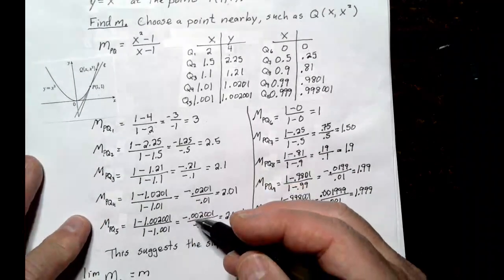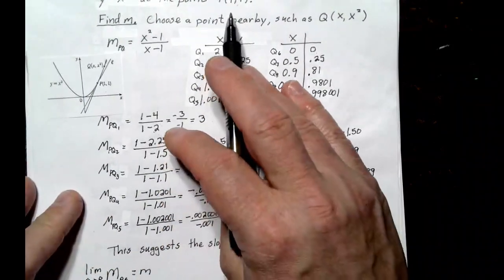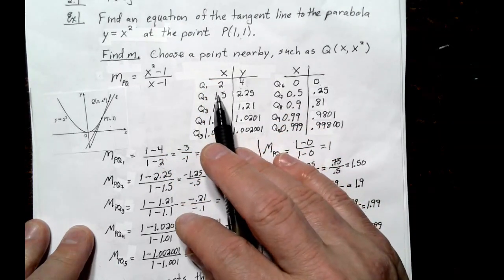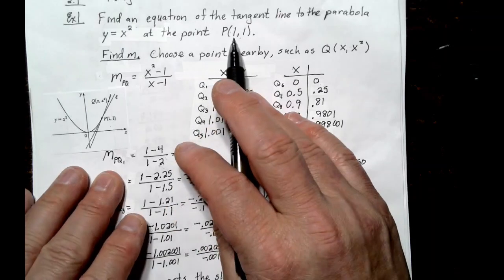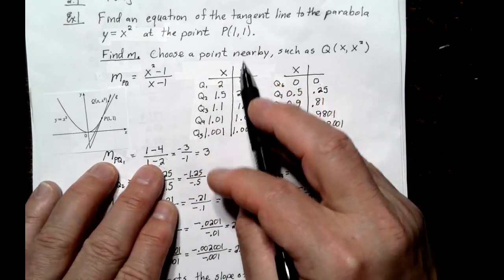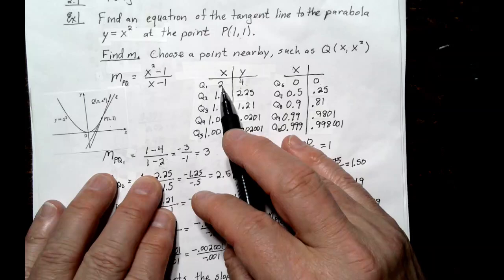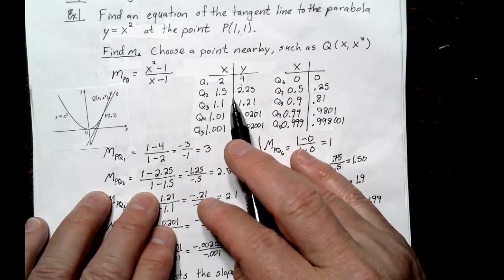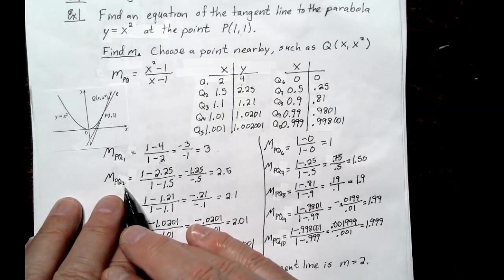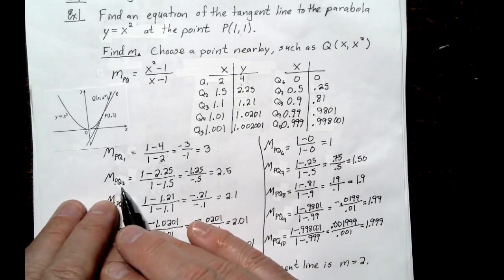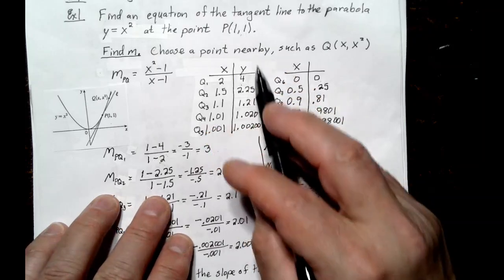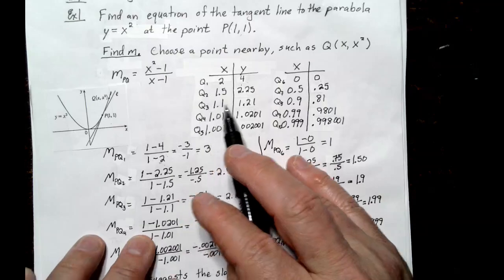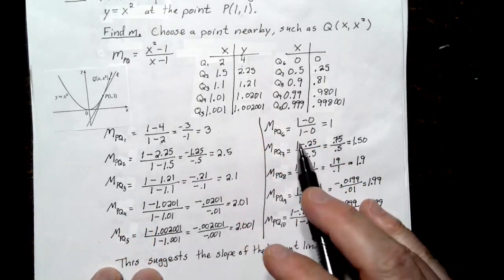So now what have I done down here? I've just done the slope formula always using P and changing my Q. So I used Q1 with P. And so what do I get? I get 1 minus 4 over 1 minus 2. And it gives me an answer. And now I'm going to use P with this Q2. That's why I call it MPQ2, slope of the line between P and Q2. So I'm saying 1 minus 2.25 over 1 minus 1.5. And then you do the same thing with Q3, Q4, Q5, and all the way down.